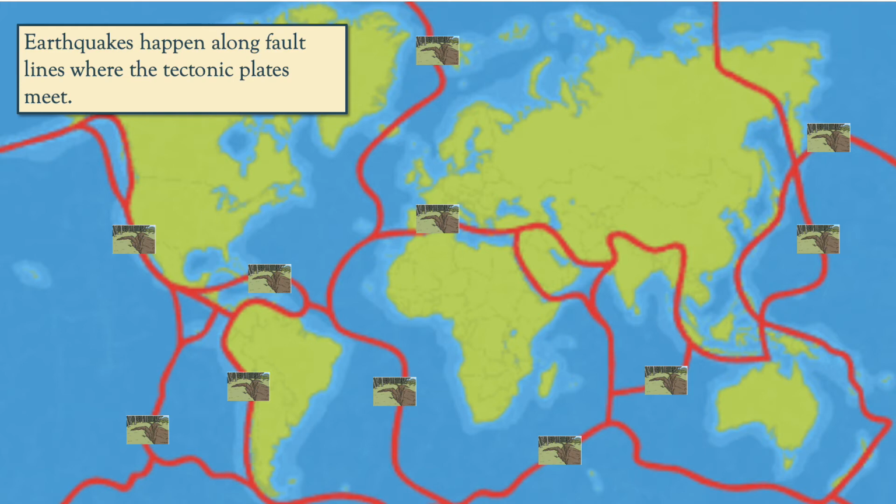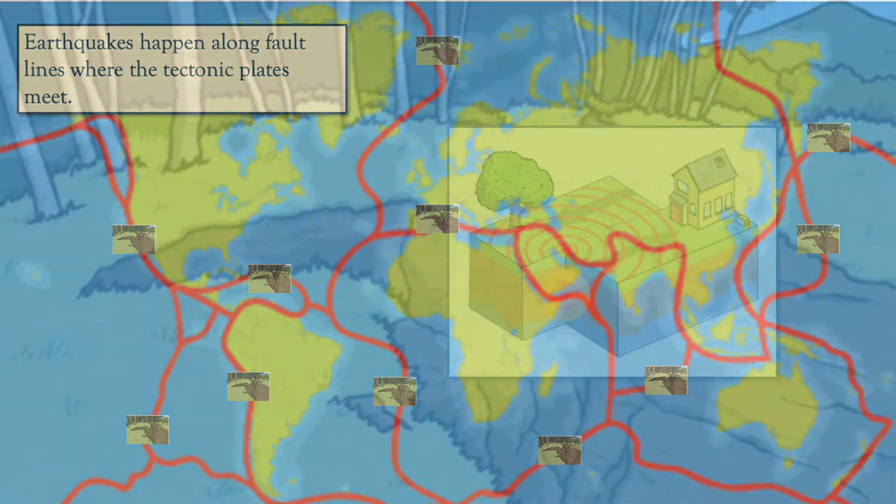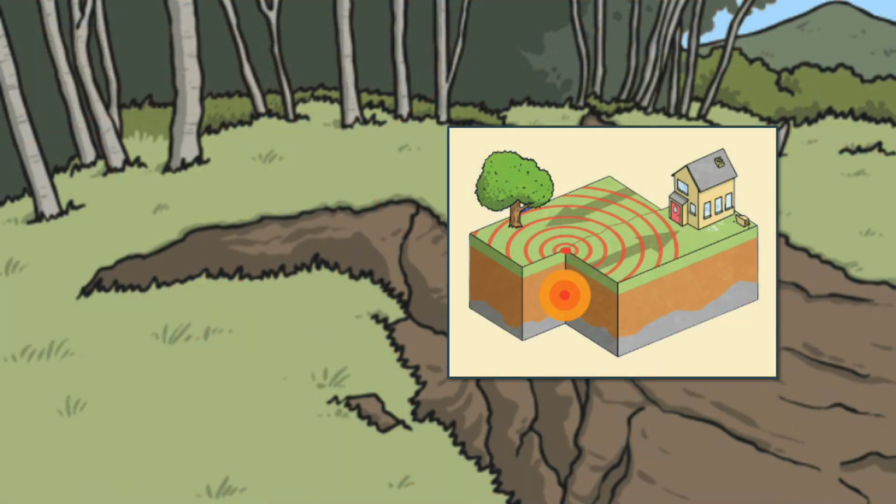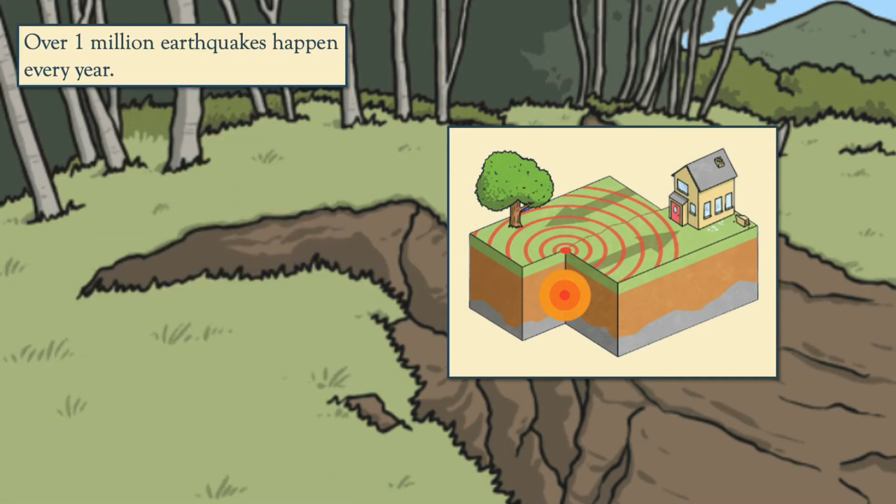Well, an earthquake happens when two plates slide past each other. This obviously happens very slowly and builds up a lot of tension and friction, and then all of a sudden they will jolt once that pressure becomes too much, and this causes the earthquake to happen. Now, over 1 million earthquakes happen every year. Some of them are just so small that people don't actually feel them.